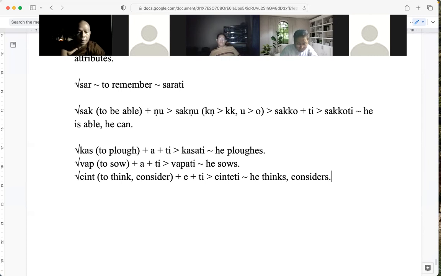So, okay. So Kasadi, he plants. And then Wabadi, he sows. And Jadedi, he thinks or he considers. And from the Kasadi, we have the Kasiya, Kasiyo, Kasiyasi, Kasiyata, Kasiyami, Kasiyama, Wabiya, Wabiyo, Wabiyasi, Wabiyata, Wabiyami, Wabiyama. And from the Jindedi, Jindiya, Jindeyo, Jindiyasi, Jindesi, Jindiyata, Jindita, Jindiyami, Jindemi, Jindiyama, Jindema, in this way. Okay.